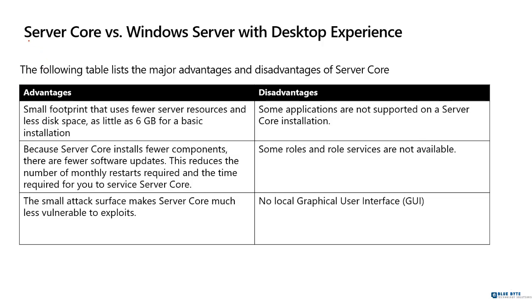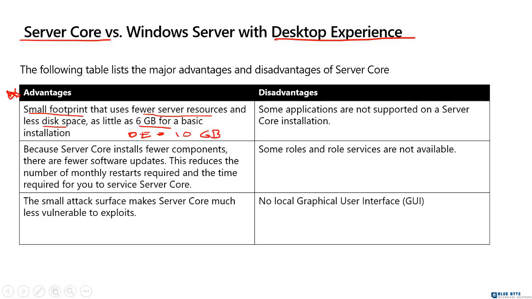When you're trying to decide if you want to deploy the Server Core or Windows Server with the Desktop Experience, there are many things you need to consider. To look at the advantages, the Server Core has a small footprint. It's going to use fewer resources and it consumes less disk space. It is just above 6 gigabytes on disk. The Desktop Experience, I'm going to say DE, is just above 10 gigabytes.